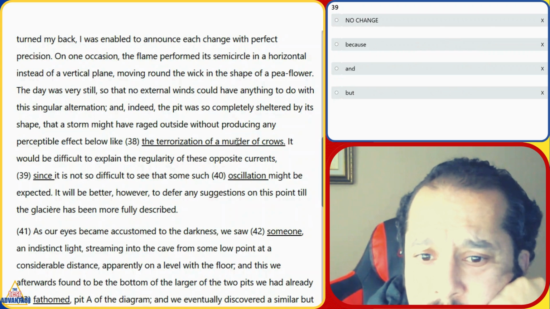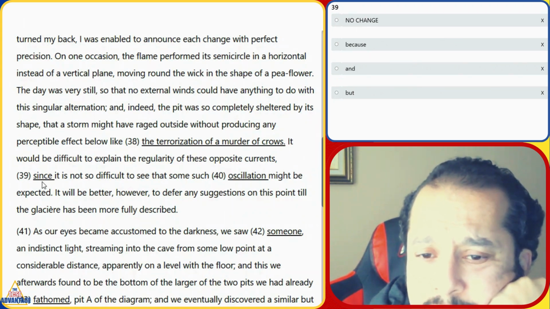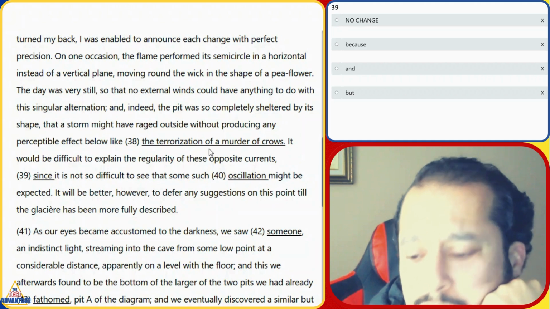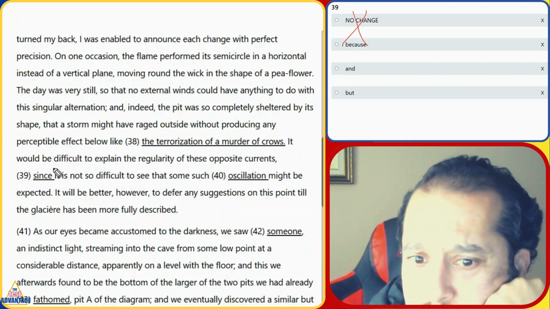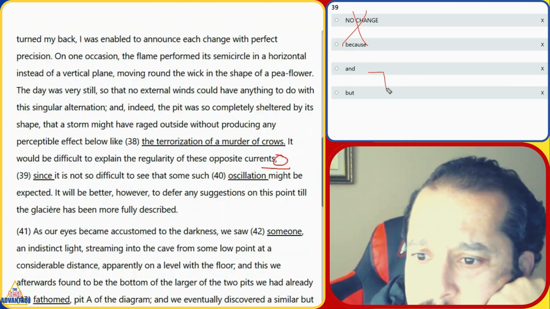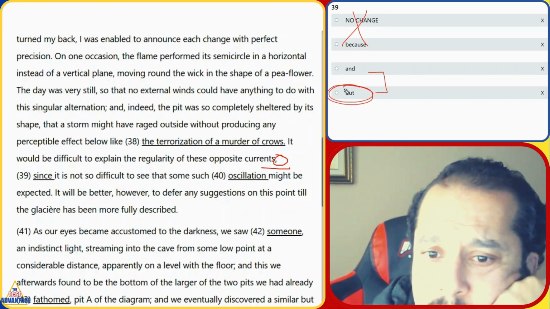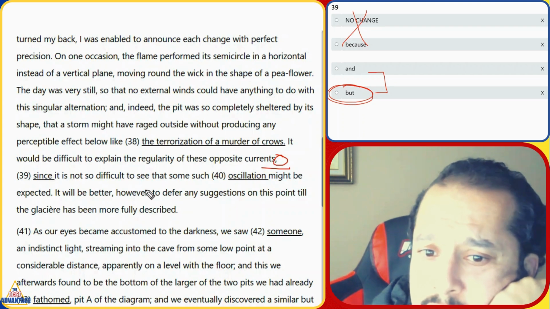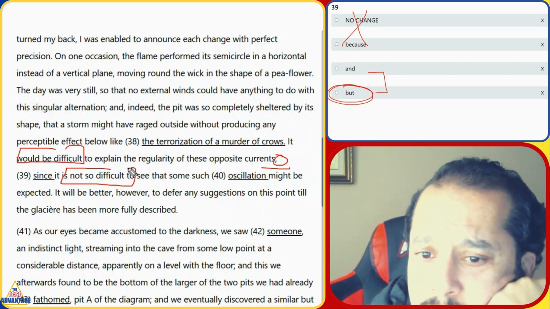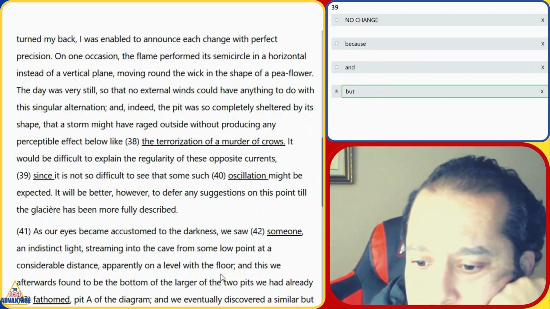39. It would be difficult to explain the regularity of these opposite currents since it is not so difficult to see that. Well, look, since, because they don't take commas. So and, or, but. And here we're going to say but, right? They are contrasting ideas. It would be difficult, not so difficult. So you go with answer D here, but.